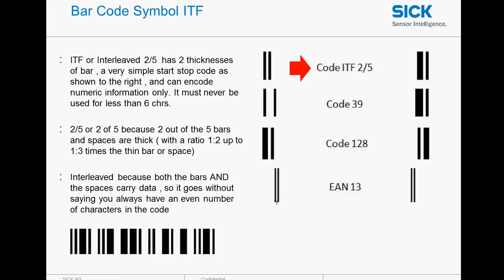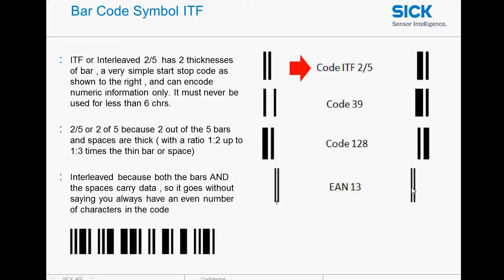So for interleaved 2 of 5, you notice here the easiest way to identify it is a thin bar, thin space, thin bar, then thick bar, thin space, thin bar to finish. Looks very similar to code 39, but the key difference is the big space between the first bars. Code 128 is quite different. It has a much fatter bar at the end, and it has multiple bar widths throughout it. And EAN 13 has thin bar, thin space, thin bar, and likewise the same to finish.